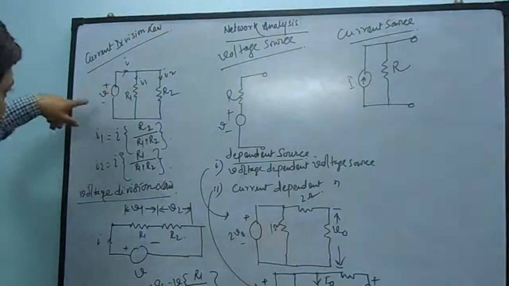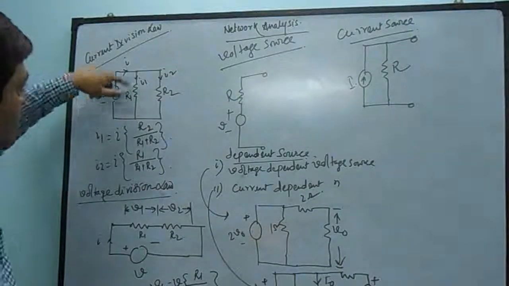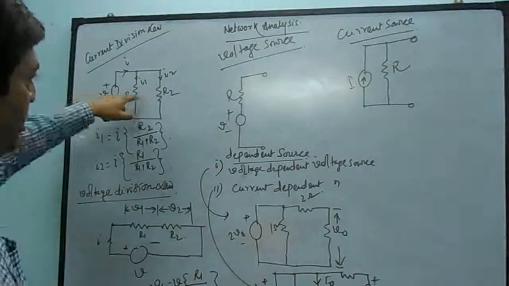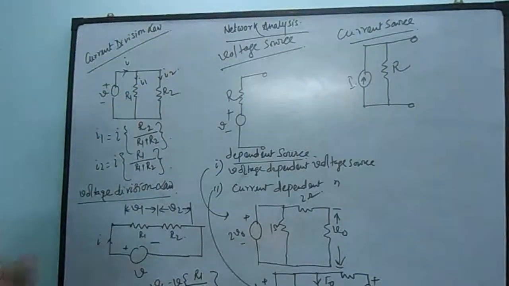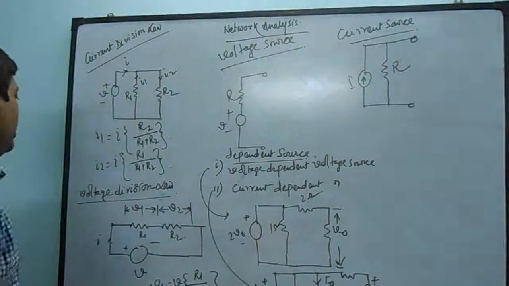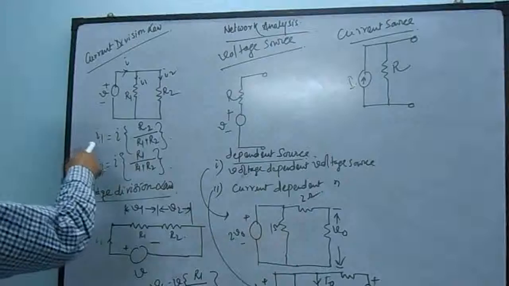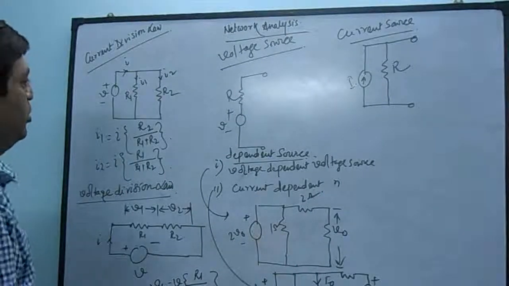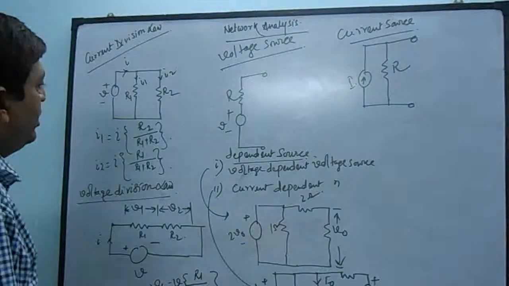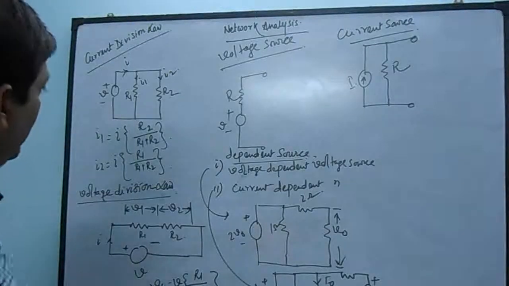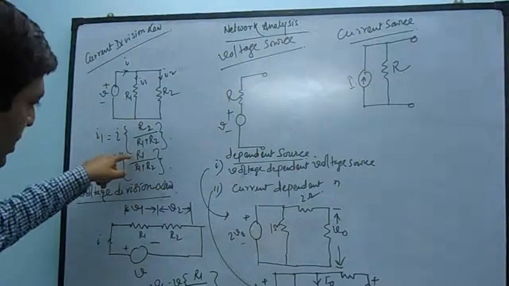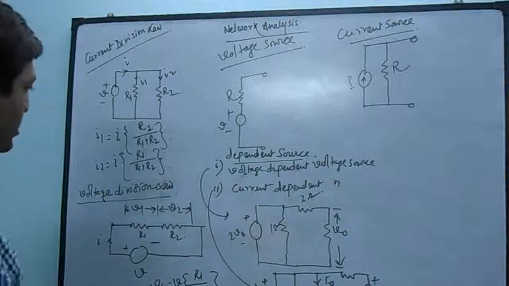For this network, if V is the supply voltage and I is the current, R1 and R2 are in parallel, so I will be divided into two branches, that is I1 and I2. Now I1 can be written as I into the opposite arm resistance, that is R2 divided by R1 plus R2, and I2 equals I into the opposite arm resistance, that is R1 divided by R1 plus R2.